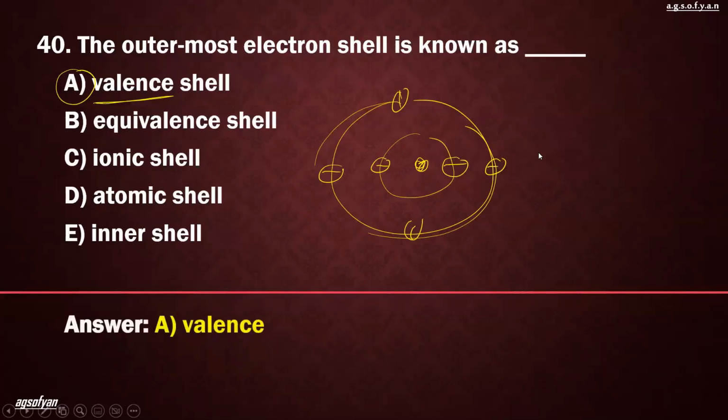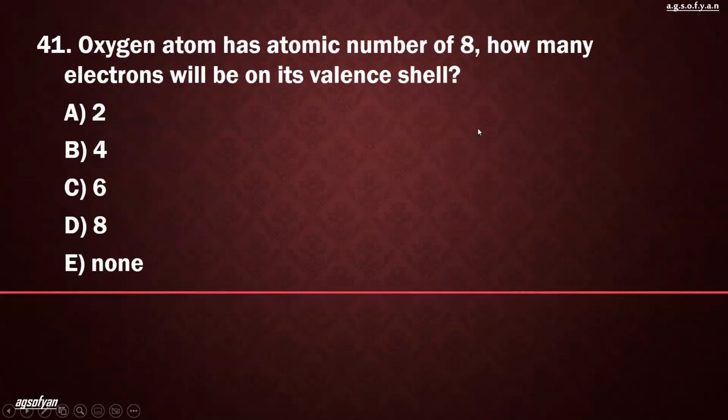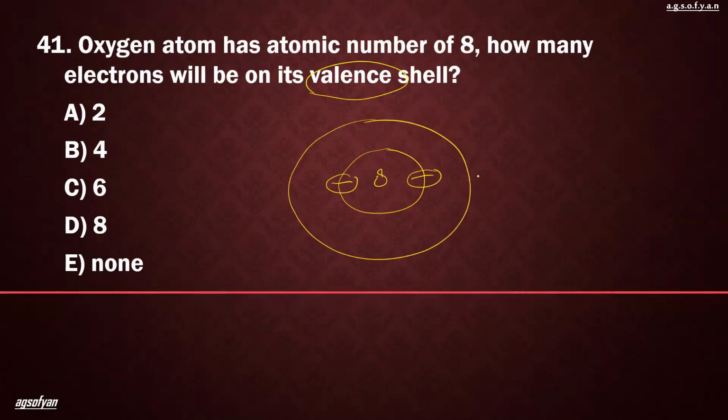Now look at this. Oxygen atom has atomic number 8. How many electrons will be in the valence shell? Can you answer that? 2? No. Remember, on the first shell, only 2. On the outer shell, how many is it going to be? You have 8, and then you already have 2 in the first shell. So the last shell will be 1, 2, 3, 4, 5, 6. 6 plus 2 is 8. So it should be 6.